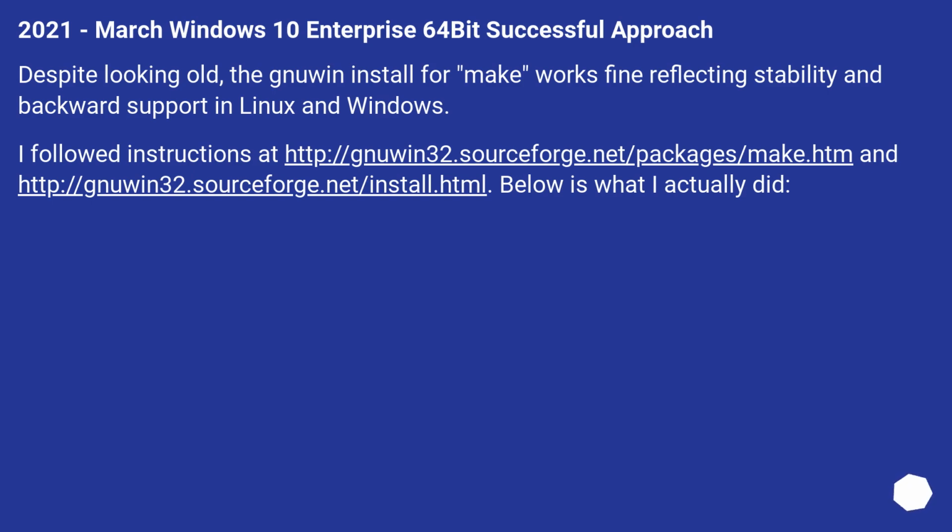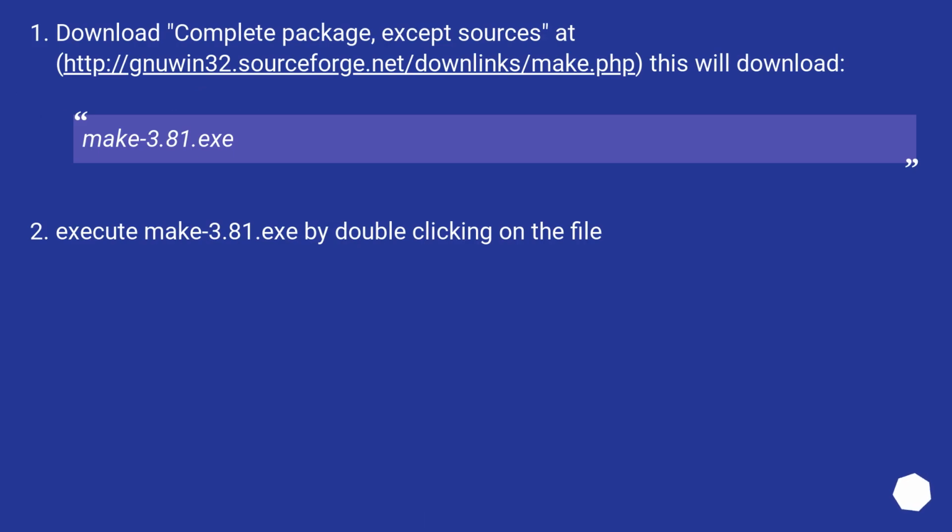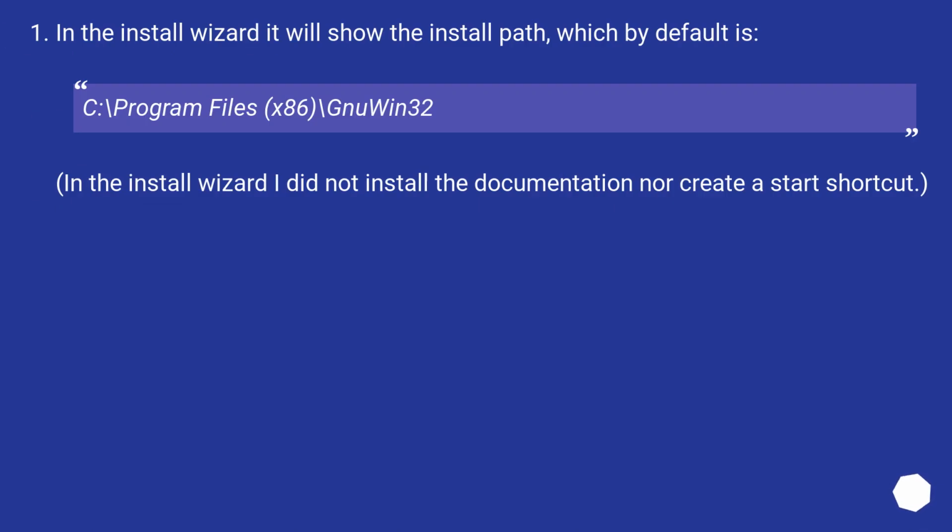I followed instructions at this URL and this URL. Below is what I actually did. Download the complete package, except sources, at this URL. This will download Make 3.81.x. Execute Make 3.81.x by double-clicking on the file. In the install wizard, it will show the install path, which by default is C:\Program Files (x86)\GnuWin32. In the install wizard, I did not install the documentation nor create a start shortcut.